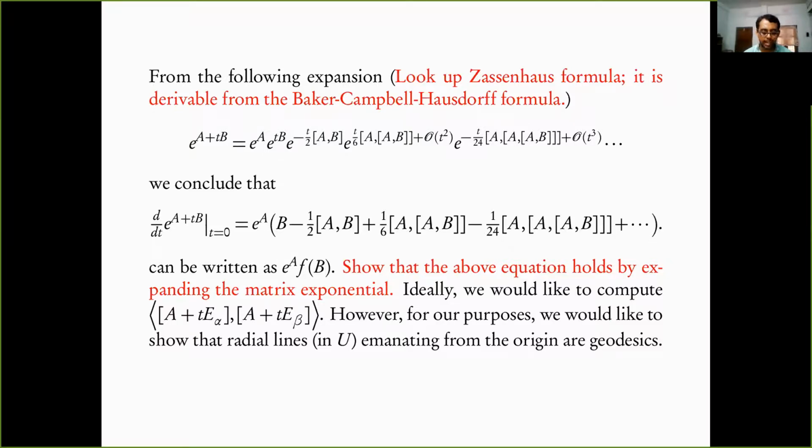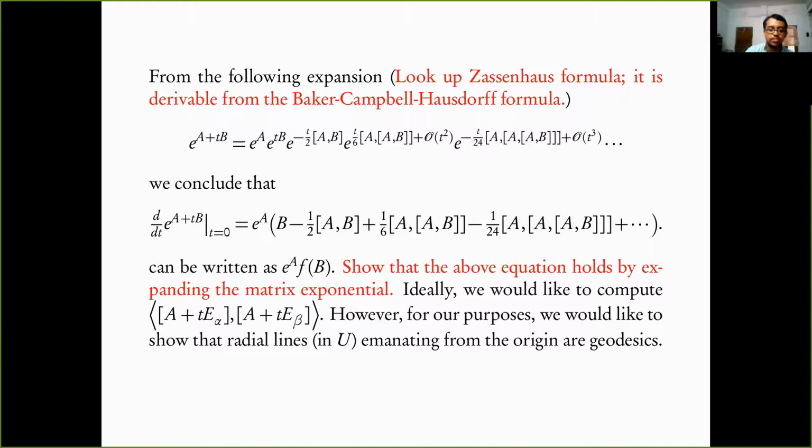So what is a radial line in a linear space emanating at the origin? It simply looks like tV. If V is a vector, a radial line looks like t goes to tV. So it's a radial line initialized at 0 with velocity vector V. So we simply want to say that these radial lines are geodesic, so that when I exponentiate under the map that we chose, psi, then that should be a geodesic. Our map psi was the matrix exponential, so e raised to tV should be a geodesic. That's how we chose the chart U, right?